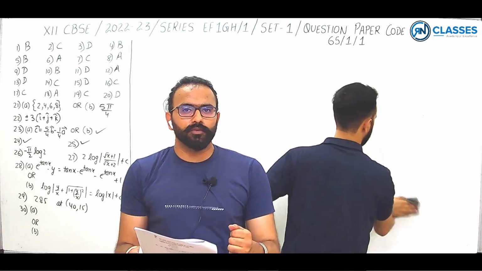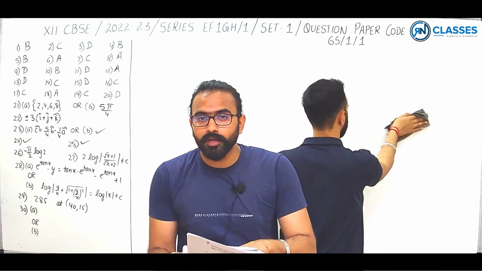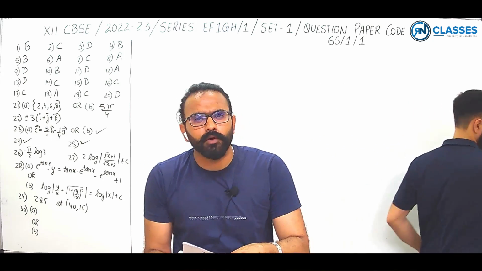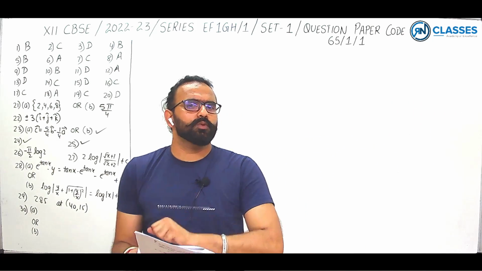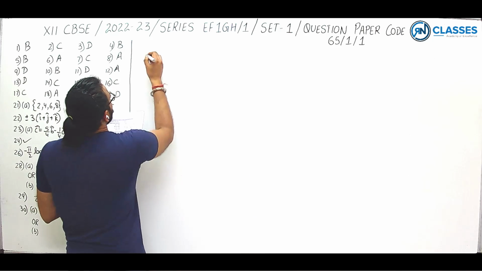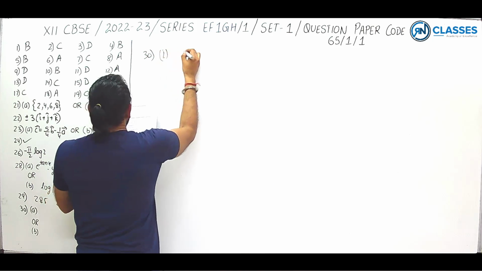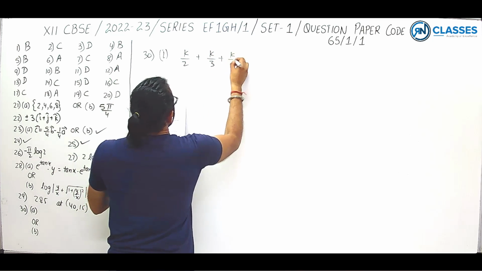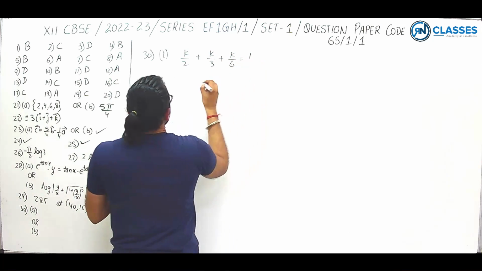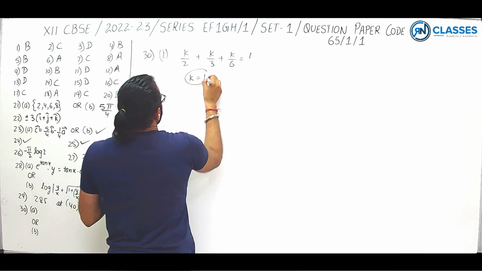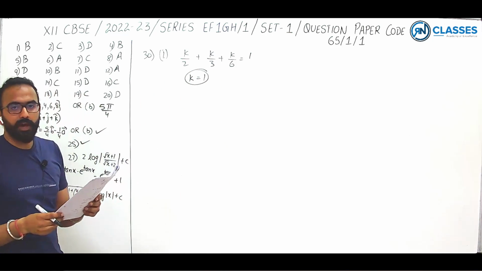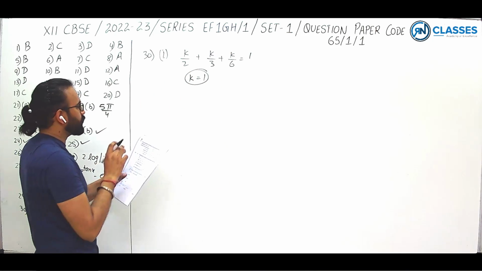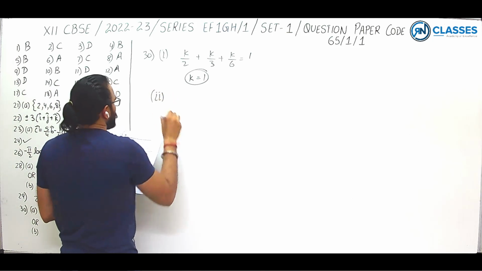In order to find the value of k, we know that in a probability distribution table the sum of all the probabilities must be equal to 1. As we add all these probabilities, the answer must be equal to 1, and solving this condition, the value of k turns out to be 1. Since the value of k turns out to be 1, now we can easily pass on to part 2.